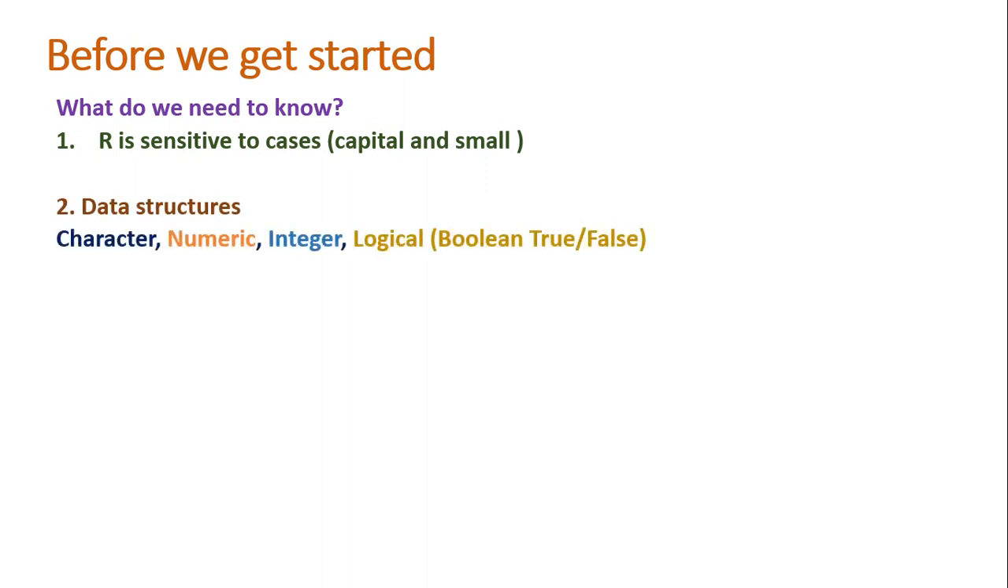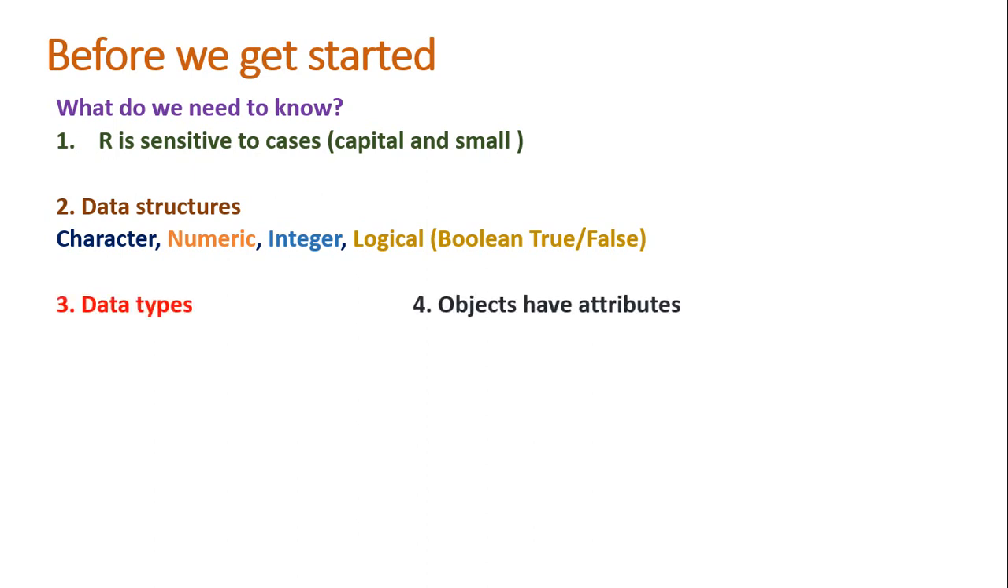You need to know about data structures. They call them primitive data structures. So this is what you need: character, numeric, integer, logical, that's the true false, the Boolean. Numeric, they are numbers, like 2.3. And characters.